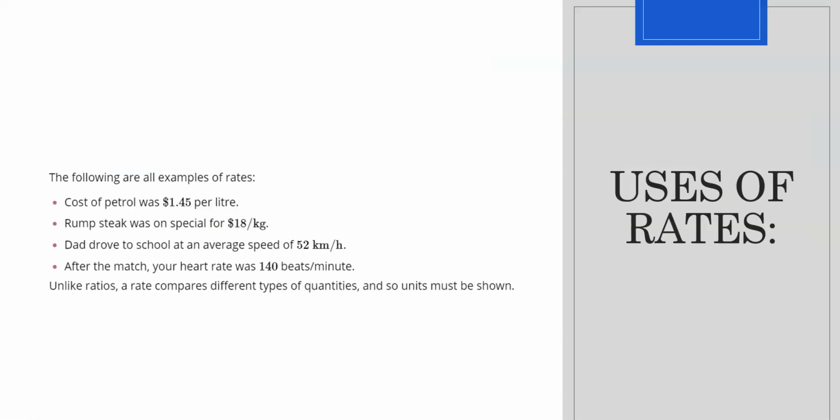So, some uses of rates. The following are all examples, okay? The cost of petrol was $1.45 per litre, or a rump steak was on special for $18 per kilogram. Dad drove to school at an average speed of 52 kilometres per hour. After the match, your heart rate was 140 beats per minute. Now, unlike ratios, a rate compares different types of quantities so that units must be shown.